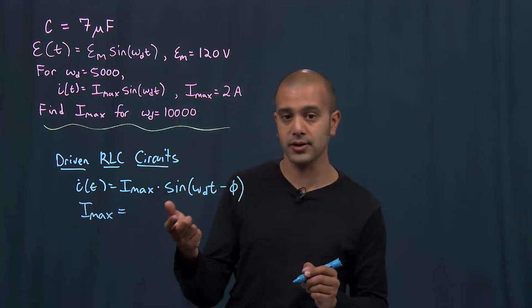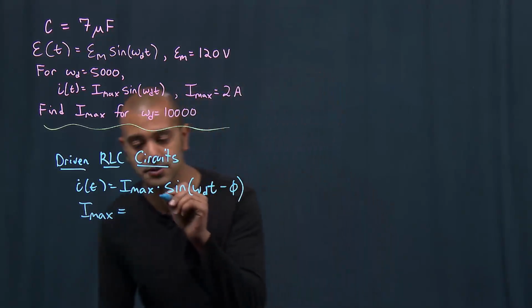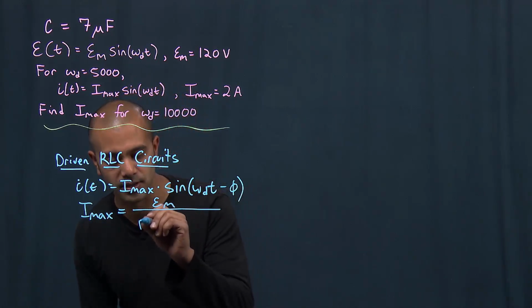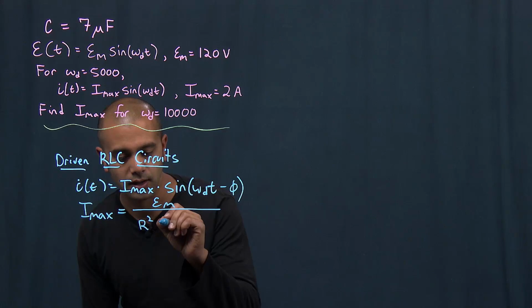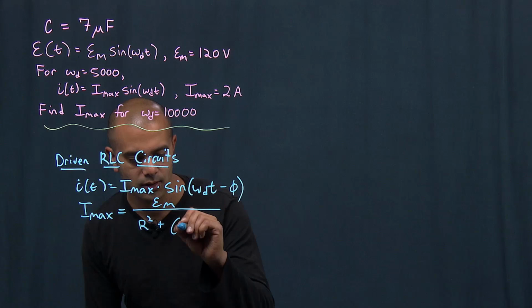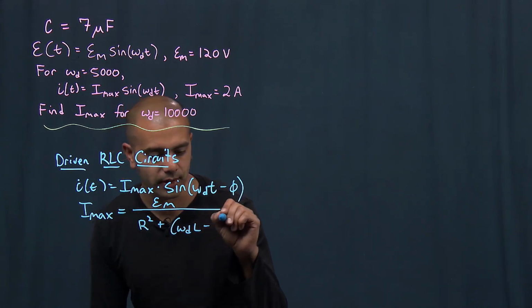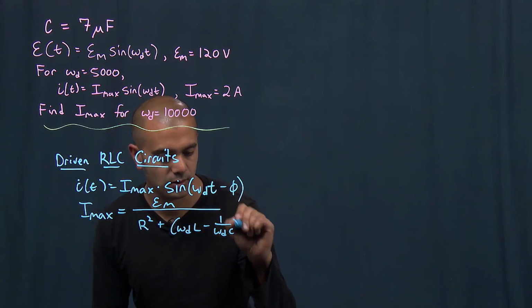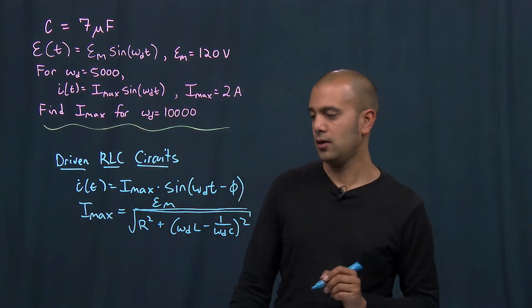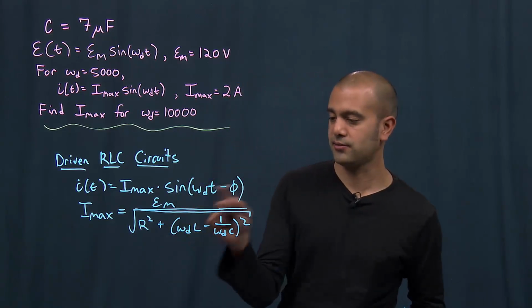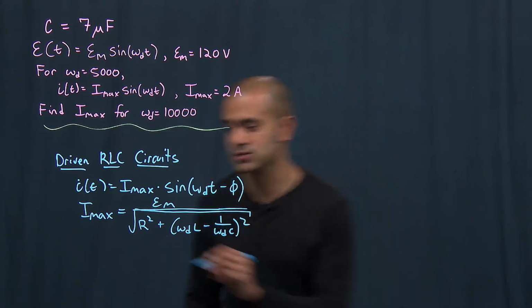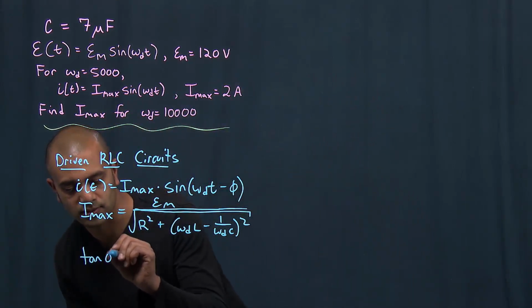The max current depends not only on the frequency that you're driving the circuit at, but also on the circuit elements. In particular, it depends on the EMF magnitude, the resistance of the resistor, the inductance, and the capacitance. So the form looks like this. This is all square rooted in the denominator. And then finally, we can also find a form for the phase shift, and that depends on the inductance, the capacitance, and the driving frequency. And that form looks like this.